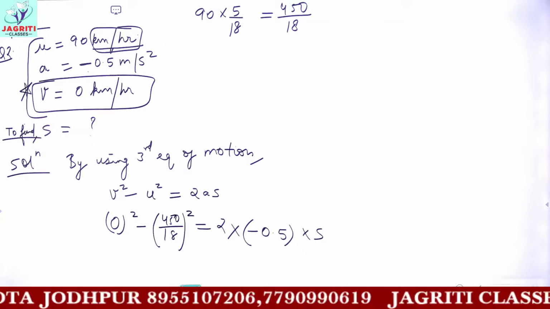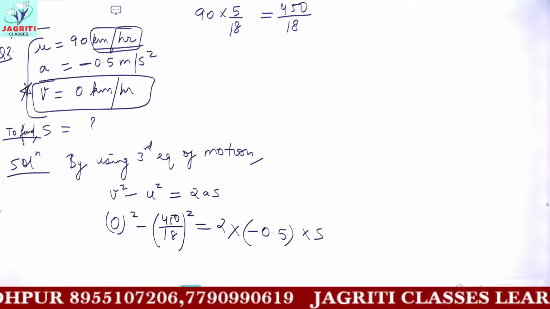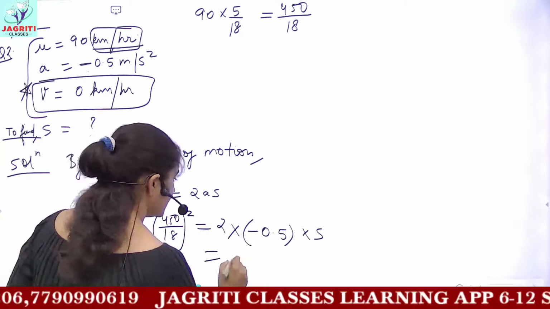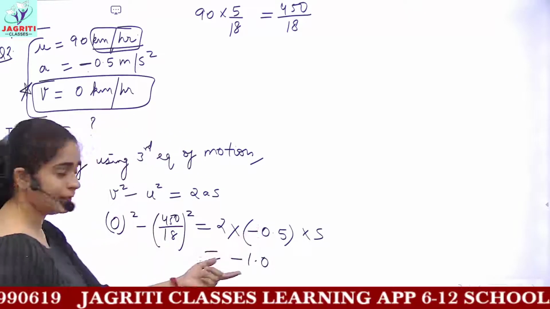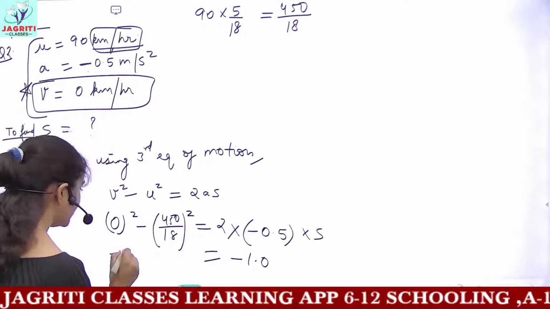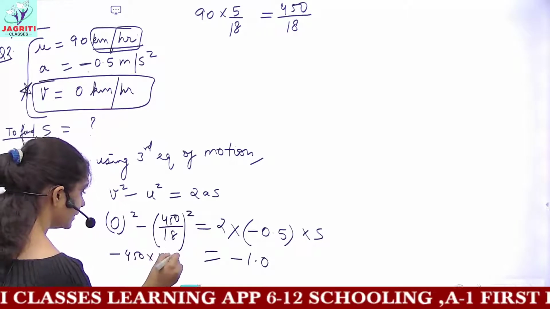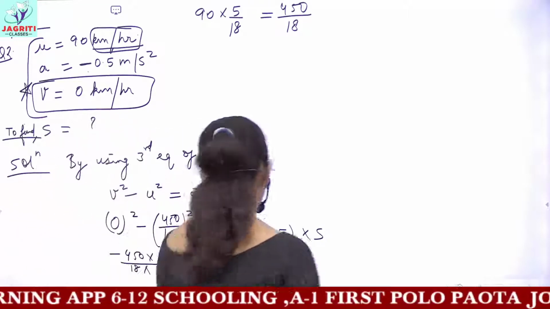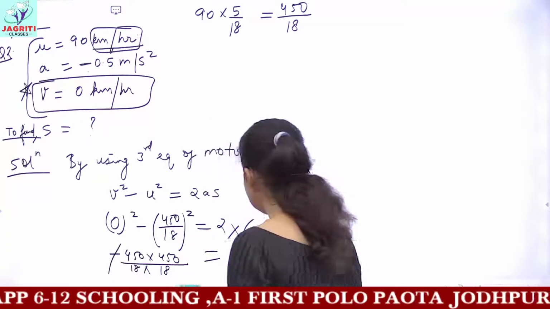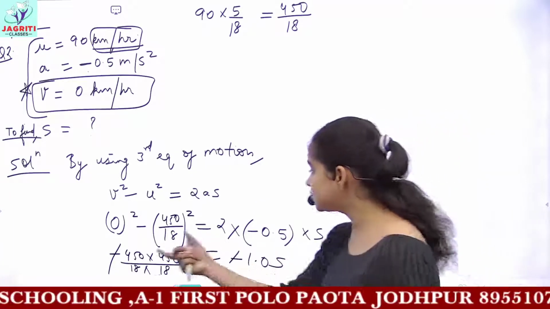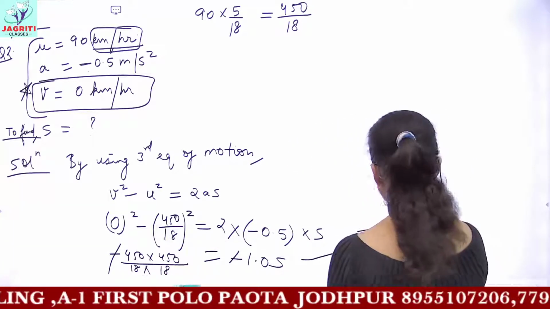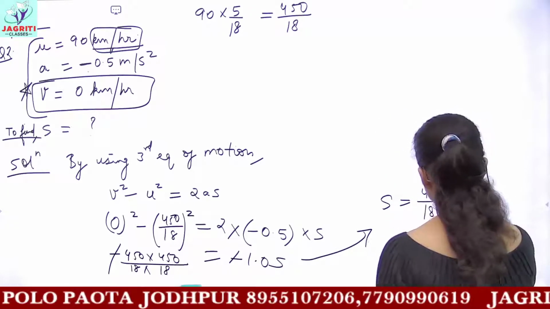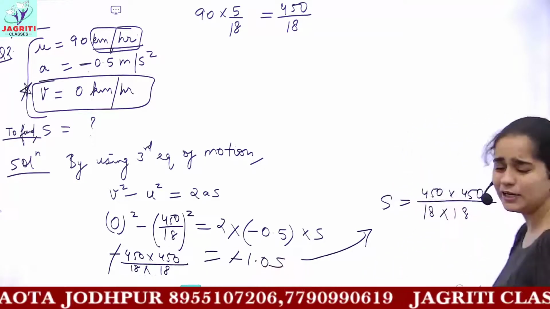I hope you can solve this question. It is very easy. Yes or no? You will get the answer of distance. What you will do is, this would give you minus 1.0, okay, here. And if you divide, this would give you minus 450. It is square, so we are multiplying it 2 times. And when you shift this minus 1.0, you can cancel negative sign from both the sides. And once you shift this, then you will get the answer of s to be 450 multiplied by 450 upon 18 multiplied by 18. 1.0 is 1, no need to shift this.